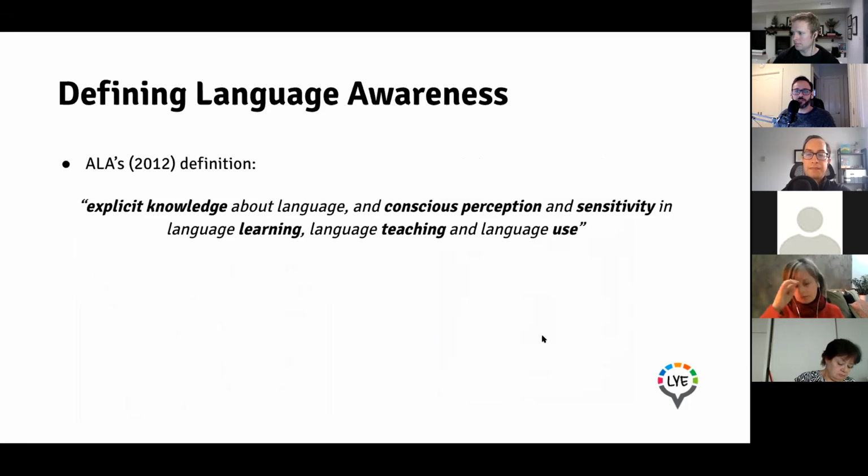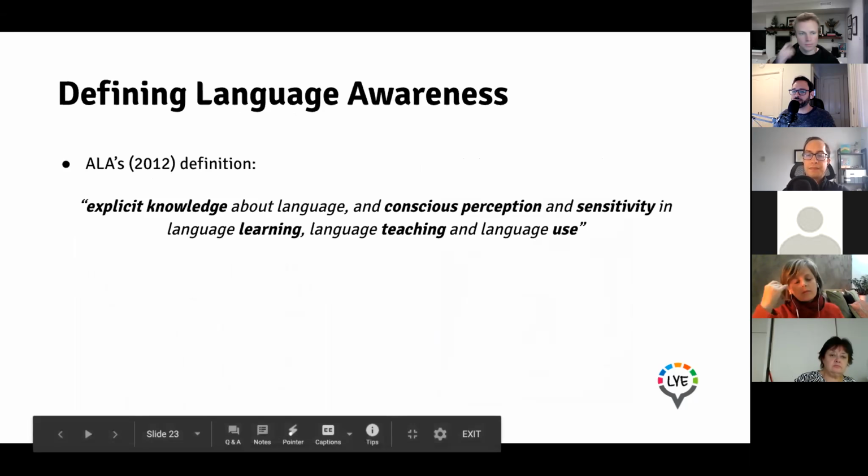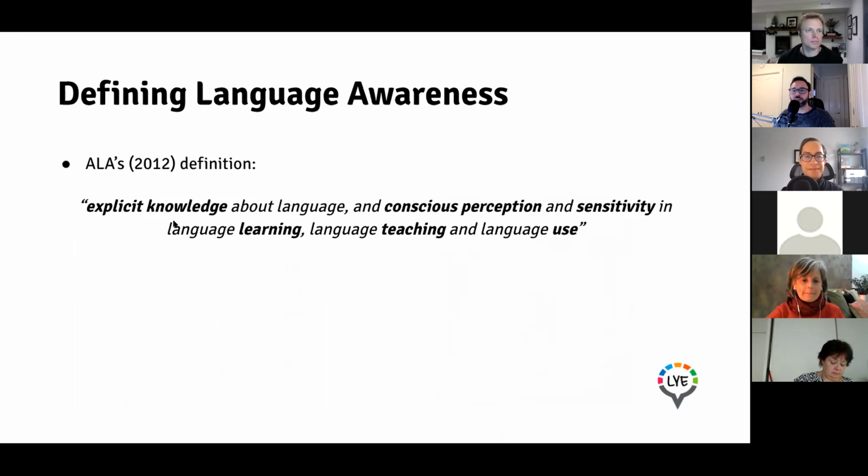Which brings us to a definition by the Association of Language Awareness, who basically defined language awareness as having explicit knowledge. So again, it's knowledge about the language, knowledge that you can verbalize, knowledge that you are able to express. And also, as some of you have mentioned, consciousness. It involves a certain level of consciousness and sensitivity in terms of learning the language, teaching the language, and of course, using the language. So I think these three pillars are very important: learning, teaching, and using.